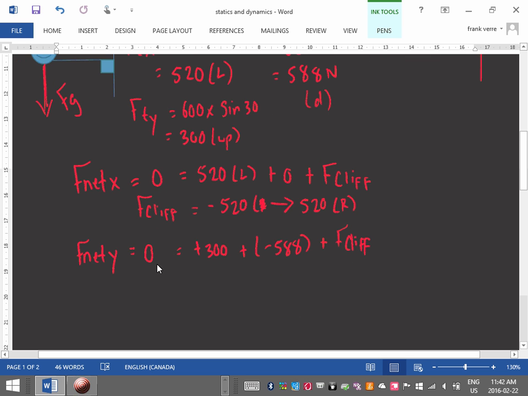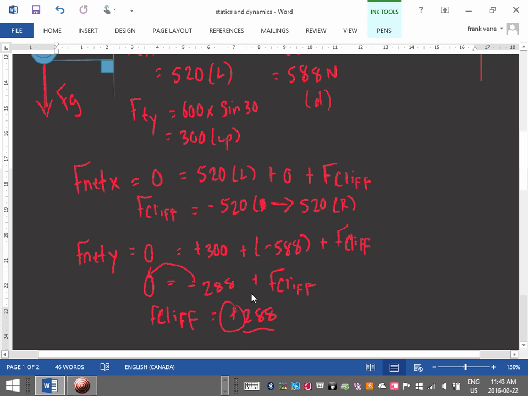Alright, so again, same idea. So 0 would equal the sum of these two, which is what? Negative 288 plus the force of the cliff. So if we bring this to the other side, the force of the cliff would equal positive 288. So now we have the force of the cliff in terms of the x and y direction. We know it's 520 to the right, and we know it's 288 up.